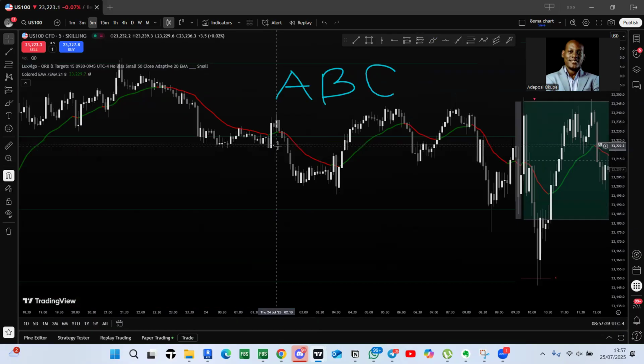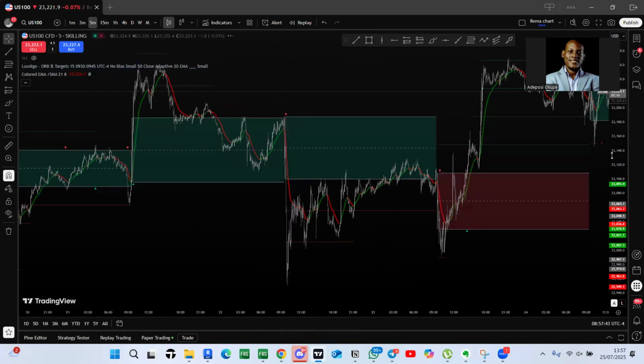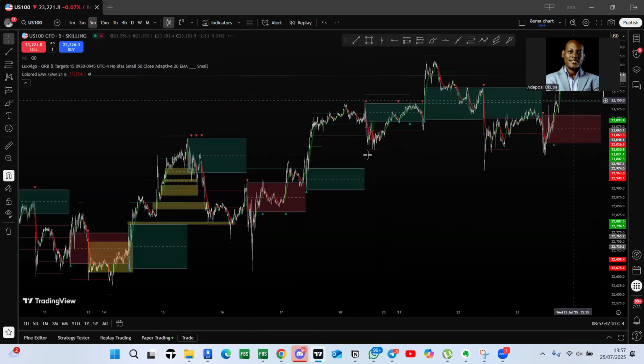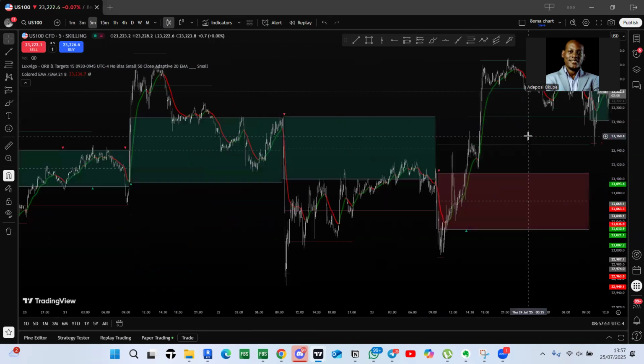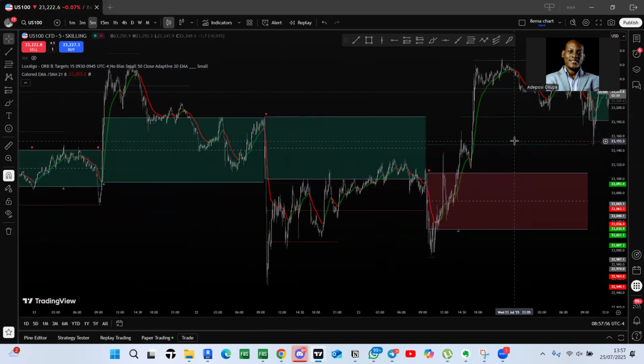We want to look at a higher time frame bias and say, okay, if we zoom out, where does price look like it's headed? If you just zoom out like this, you can actually see that we're in an uptrend. And you can use any method you want to determine this.